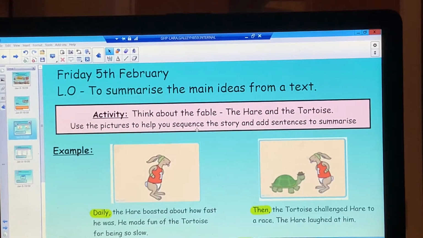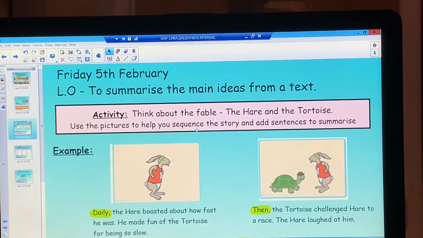Today, for your activity, I would like you to think about the fable The Hare and the Tortoise, or The Tortoise and the Hare, and I would like you to use the pictures to help you sequence the story and then add sentences to summarise. For example, I've got the first picture there of the hare, and underneath I have written a brief sentence to explain or summarise what is happening in that picture. I've written, daily, the hare boasted about how fast he was. He made fun of the tortoise for being so slow.